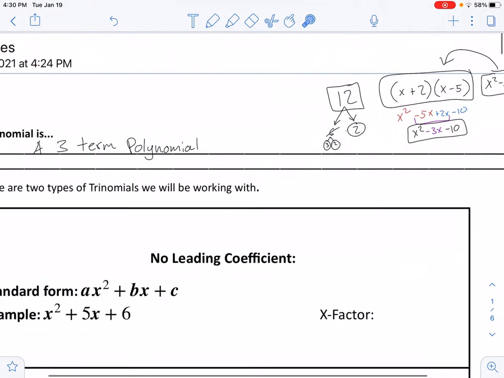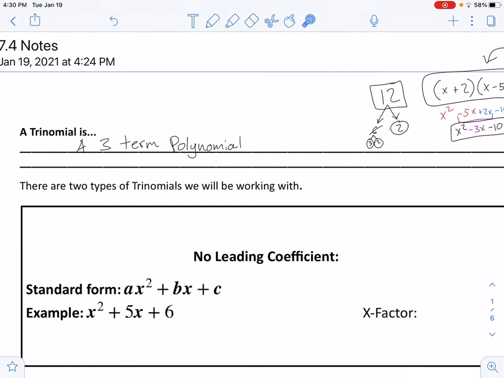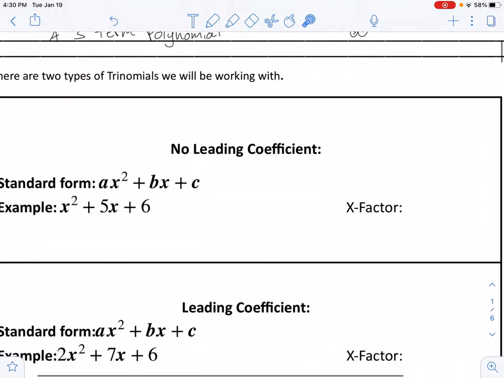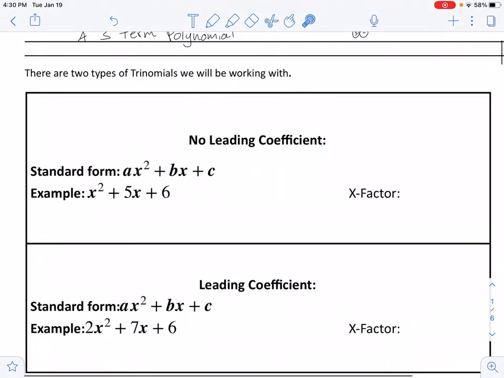So we're going to be working with three-term polynomials, and there are two kinds that we're going to be working with. Now in this video, and 7.4 in general, we are only going to be working with no leading coefficient. In 7.5 we will cover what to do with a leading coefficient, but I want you to see them both. They are going to be written in what's called standard form. Standard form is when we have three terms, and we have our highest x value, our medium, and then our small. So it's written in descending order, and A, B, and C all represent numbers.